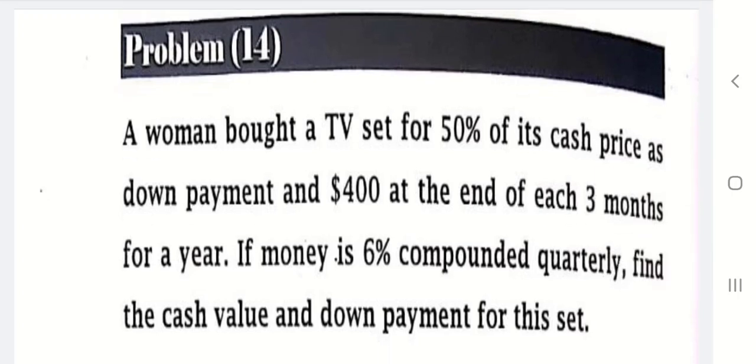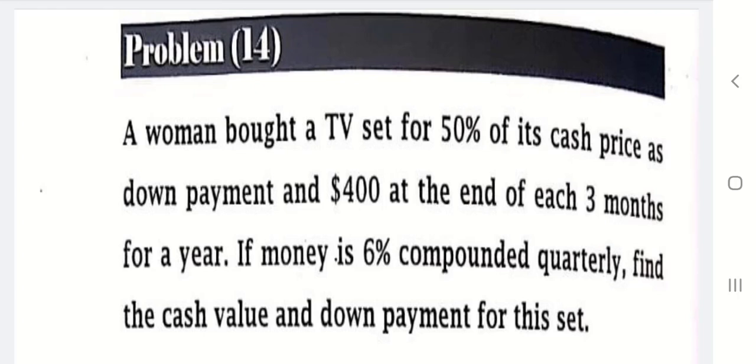In this example, the cash price equals 50%, the down payment equals 50% of cash price. So the present value will also be equal to 50% of cash price.